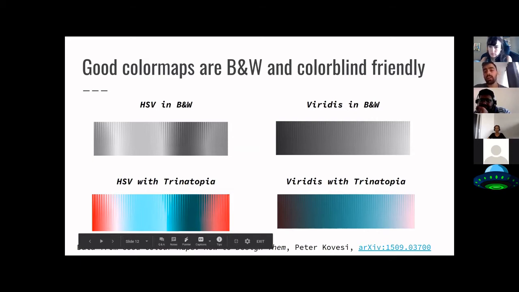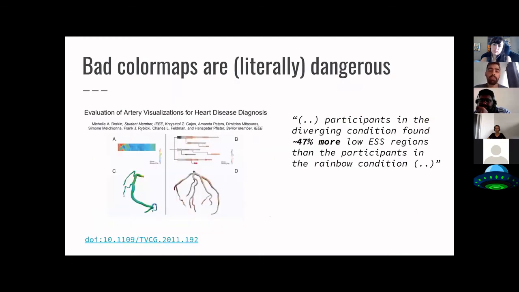Whereas with Viridis, again, we have a perfectly legible color map. So hopefully by now I've convinced you that the choice of color map is very important, but if not, here's an article that I found where they looked at basically the efficiency or the accuracy in heart disease diagnosis as a function of the color map. And they found that doctors using a good color map were 50% more accurate than doctors using a rainbow color map. So basically, bad color maps are literally dangerous.